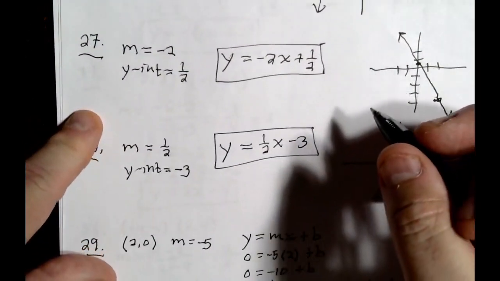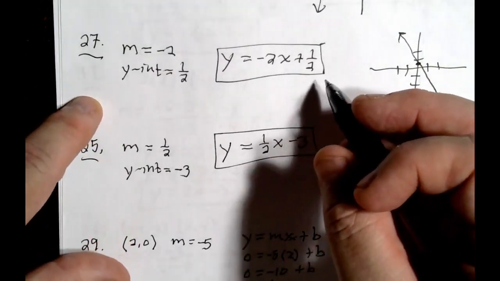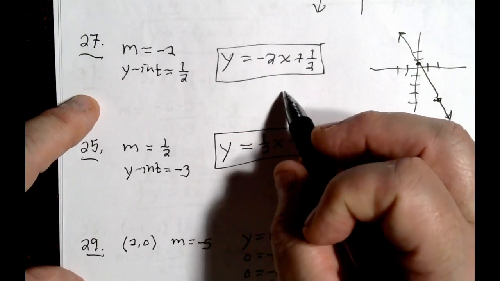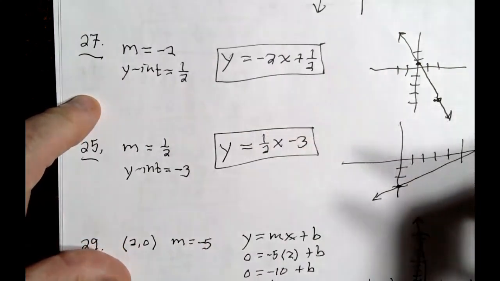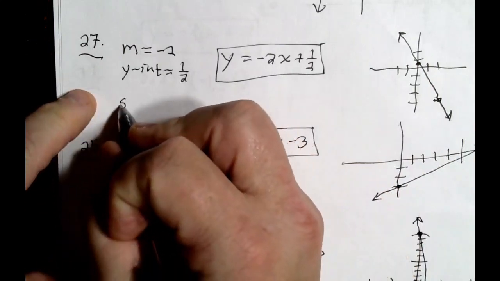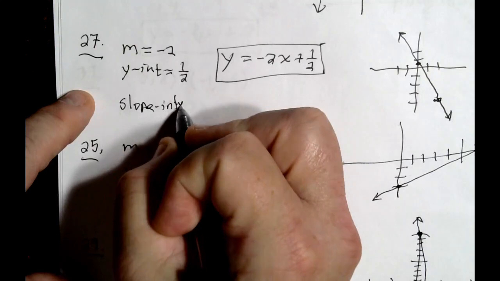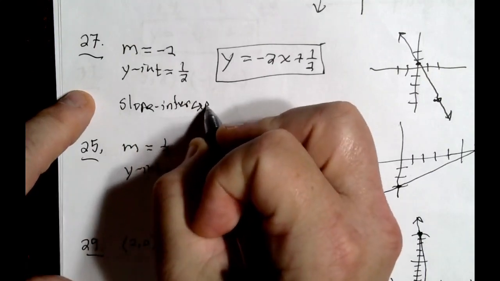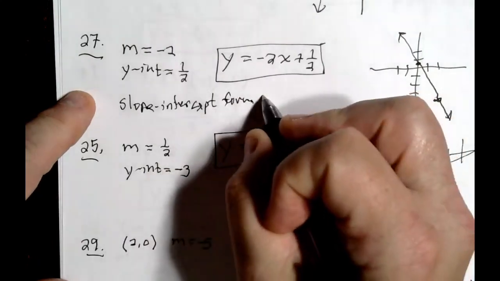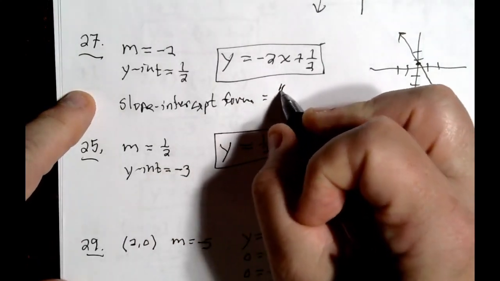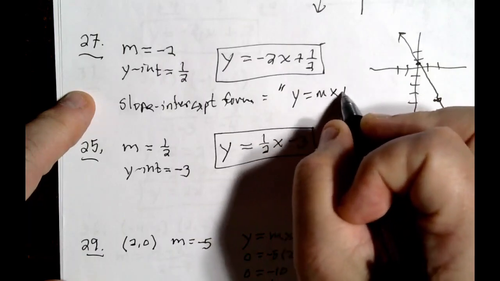27 gives you the slope and the y-intercept, and they say write it in slope-intercept form with the given slope and y-intercept. So slope-intercept form equals y equals mx plus b.